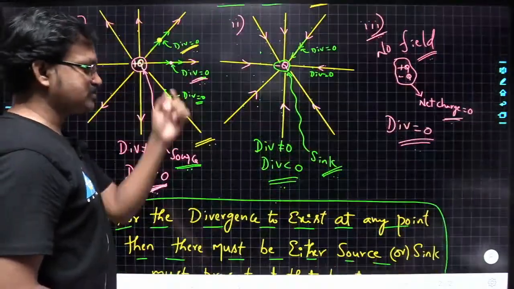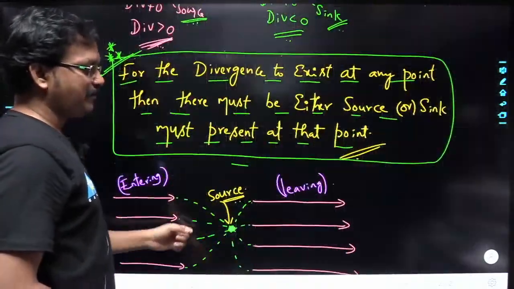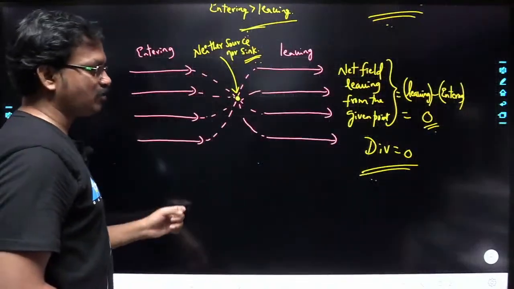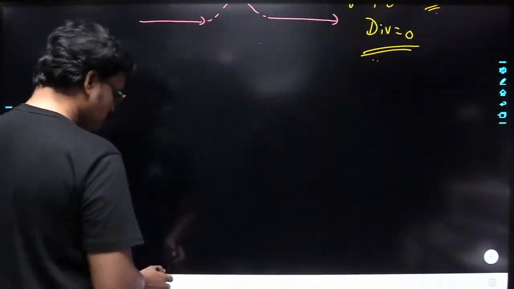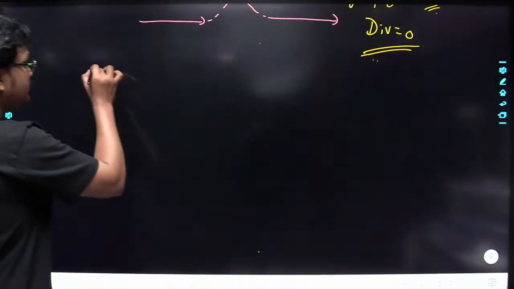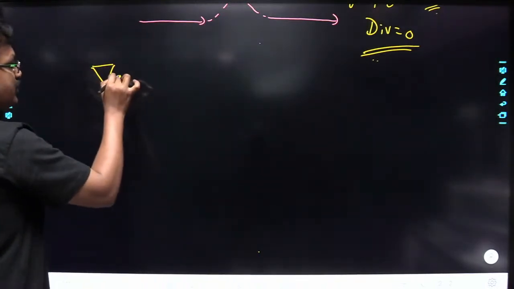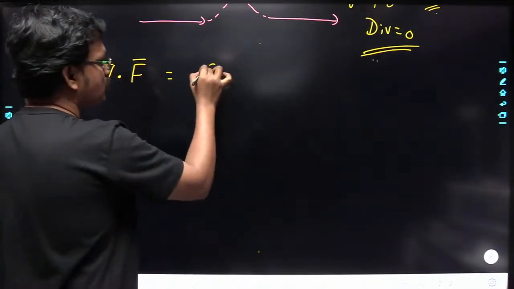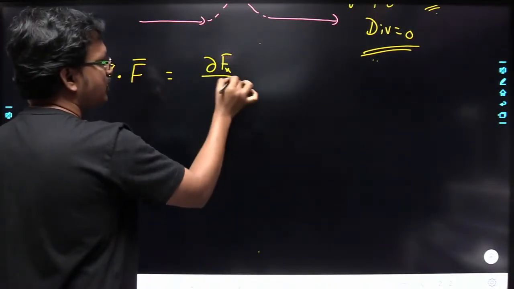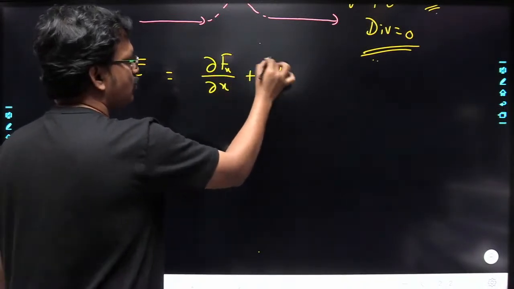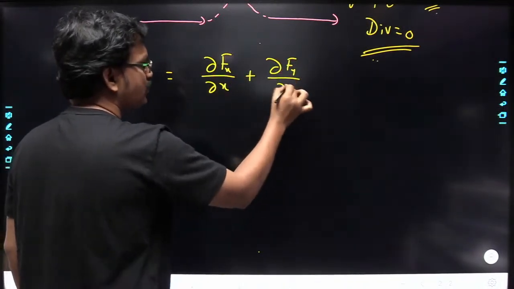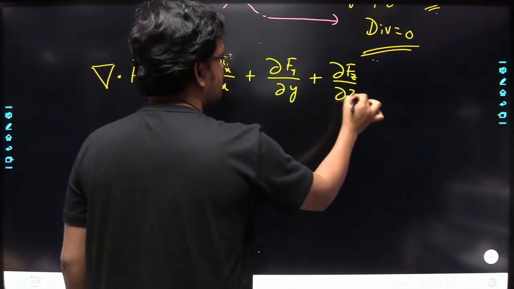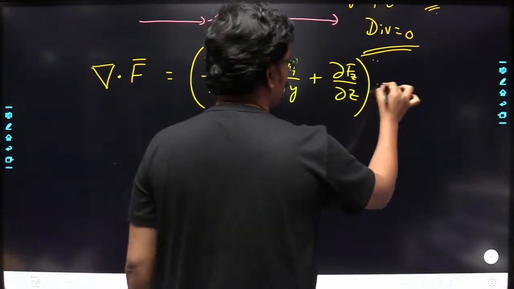In the previous session itself, I have represented the mathematical expression for divergence. Yes or no? Mathematical expression for divergence. So in the previous session itself, I explained the divergence of a vector field. How to expand this one? This is equal to dou fx by dou x plus dou fy by dou y plus dou fz by dou z. This is a scalar quantity.